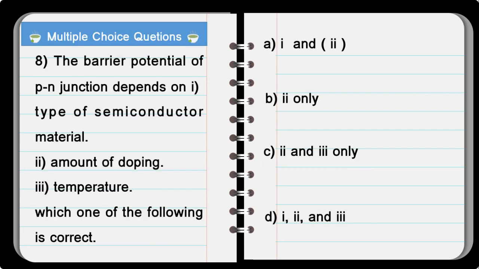Question number 8. The barrier potential of p-n junction depends on 1. Type of semiconductor material. 2. Amount of doping. 3. Temperature. Which one of the following is correct? Option A. 1 and 2 only. Option B. 2 only. Option C. 2 and 3. Option D. 1, 2 and 3.